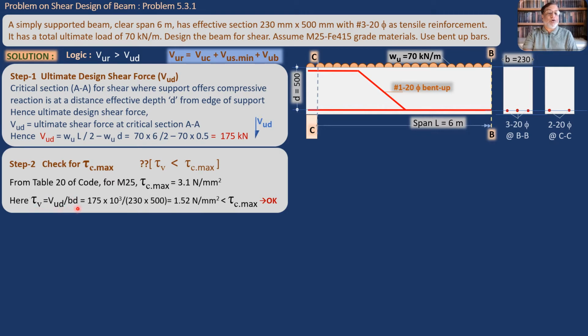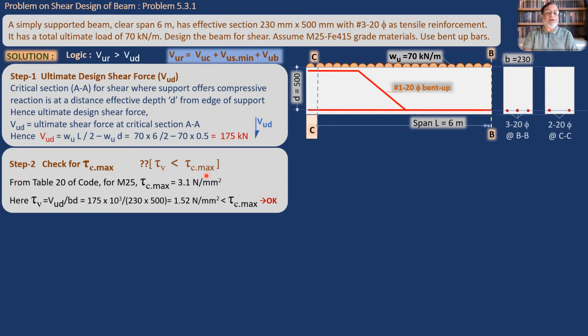So VUD upon BD. VUD is 175 into 10 raised to 3 upon 230 by 500. So 230 by 500 is the effective cross section. If you calculate, this will come out to 1.52 Newton per mm square. 1.52 Newton per mm square is the value of shear stress developed at the critical section. So we have to now check that our value tau V, which we have calculated as 1.52, should be less than tau C max. What is the second value, tau C max? It is the standard value given by the IS code, which we have to follow for this check.